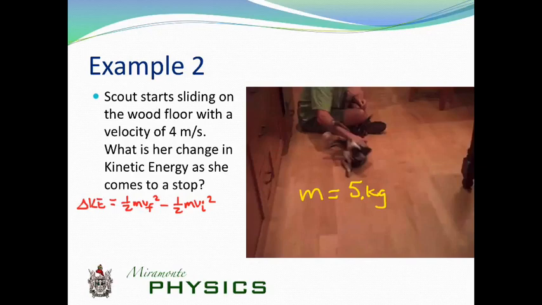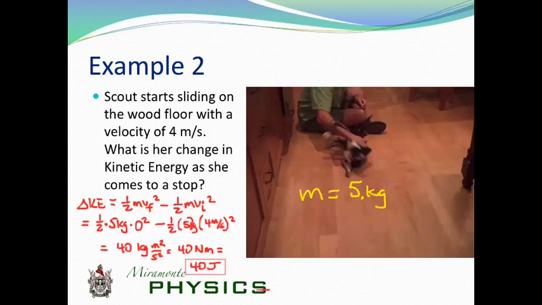I'm going to say the mass of Scout is about 5 kilograms. So we say the change in kinetic energy is 1/2 mv final squared minus 1/2 mv initial squared. Well, her initial velocity is 4 meters per second, and her final velocity is 0 because she comes to a stop. So what is the change in kinetic energy? Well, 1/2 times 5 times 0 squared minus 1/2 times 5 times 4 squared, with a total of 40 joules. So she has lost 40 joules.